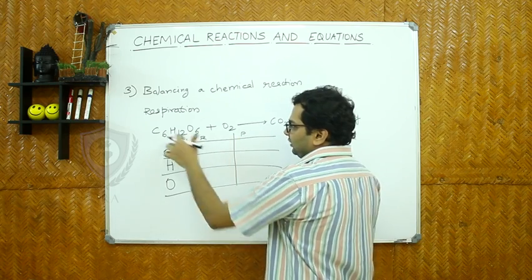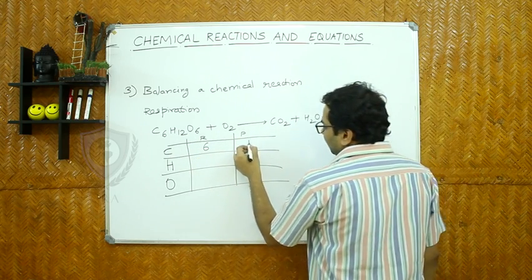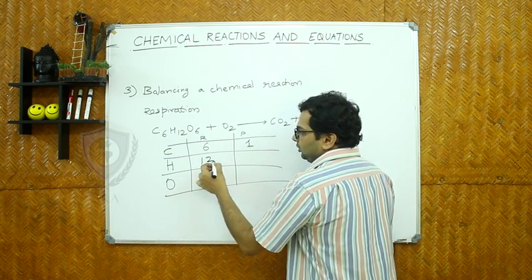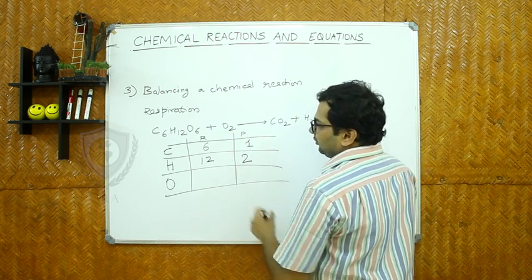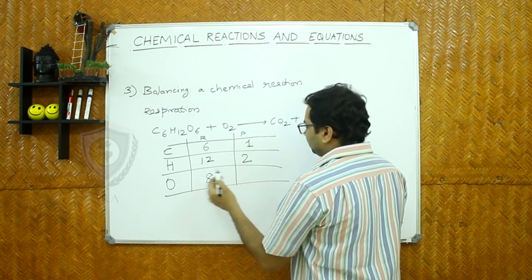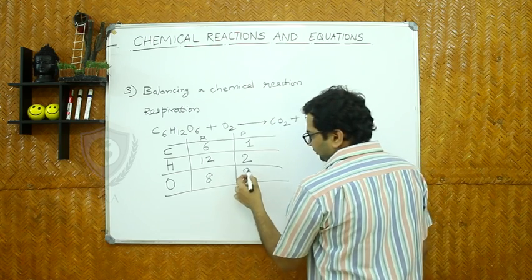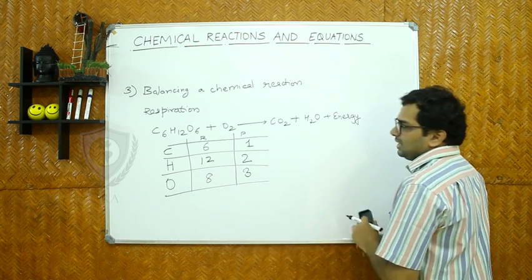So first carbon, we have 6 carbon here and only 1 carbon here, right? Next we have 12 hydrogen here, but only 2 hydrogen here. We have total oxygen of 6 and 2, which is 8 oxygen, and here we have O2 and 1, a total of 3 oxygen, right? So how do we make sure that we balance this?